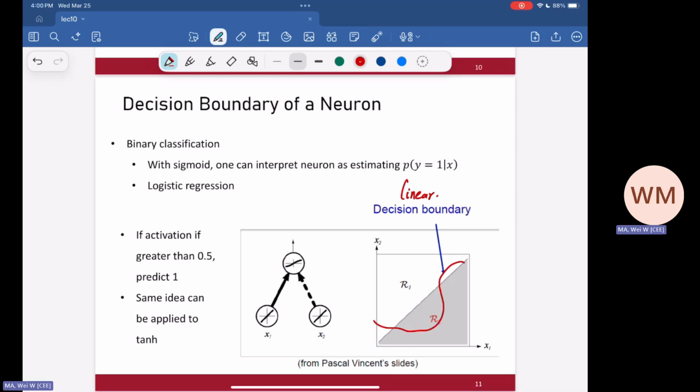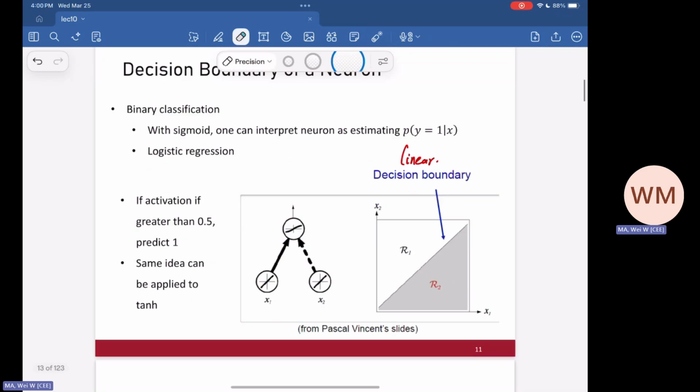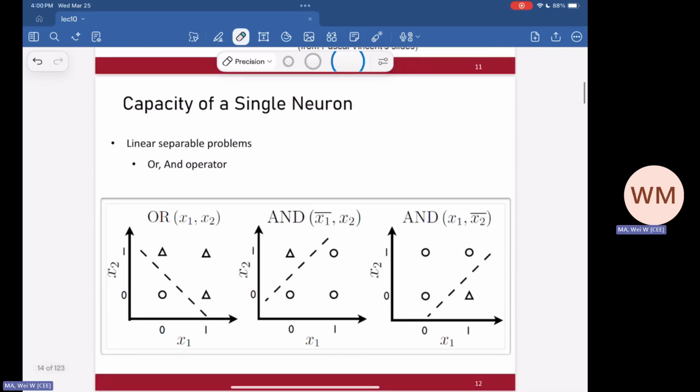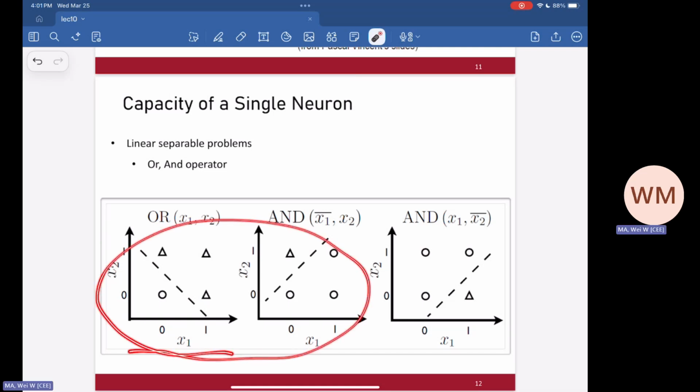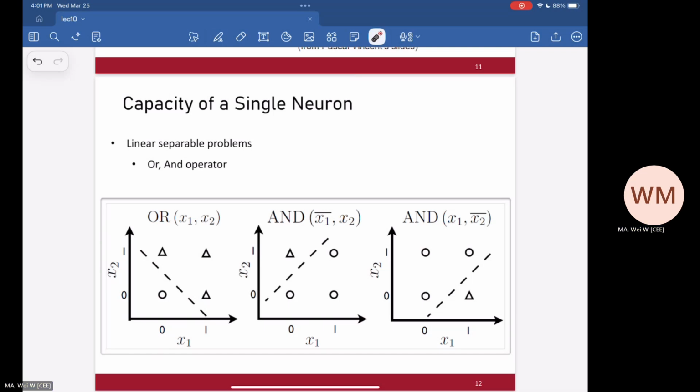So the linear boundary has some issue. I think you definitely notice if the data is linearly separable. We call the data linearly separable if the data can be divided by a linear line. For example, in these two examples, the square and triangle are linearly separable.